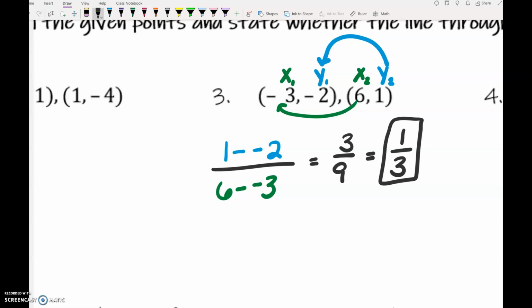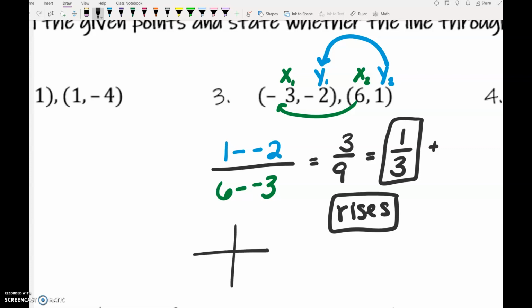Is 1/3 positive, negative, 0, or undefined? It's positive, so this slope rises. If you're actually looking at this on a graph, you would go up 1 over 3, up 1 over 3 to get that line.